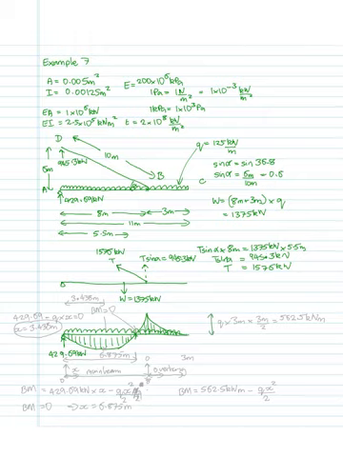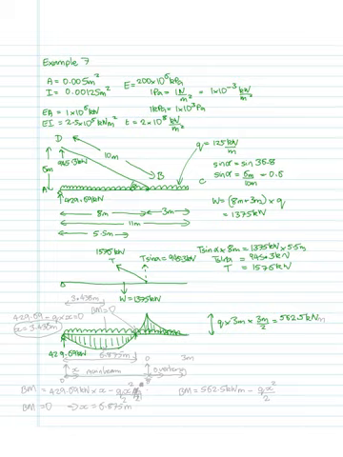Let's work out the maximum value up there at B. So the moment at B is going to be equal to Q times 3 meters, since it's a 3 meter overhang, times 3 meters over 2, and we'll get 562.5 kilonewton meters.